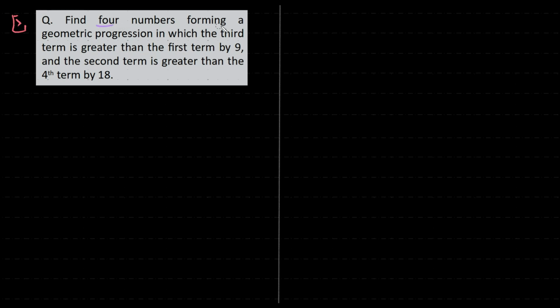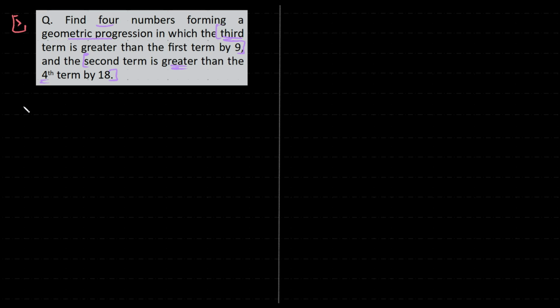Find the four numbers forming a geometric progression in which, right? So they're asking for us to create a geometric progression. The condition is the third term is greater than the first by 9. Okay. The second is greater than the fourth by 18. So this is a bit weird, is it not? If you read the question carefully, you'll get to know that.